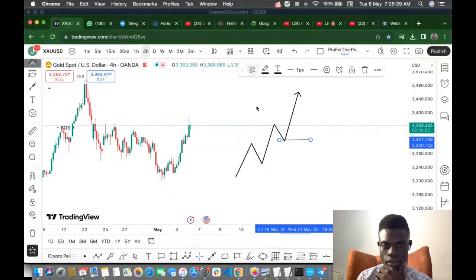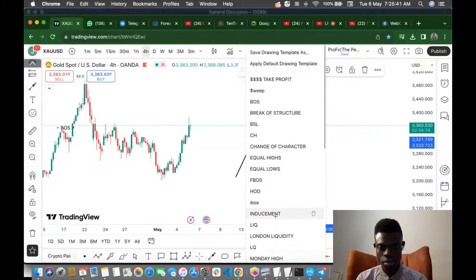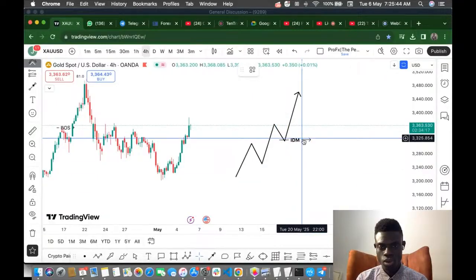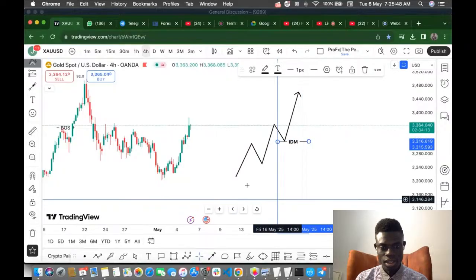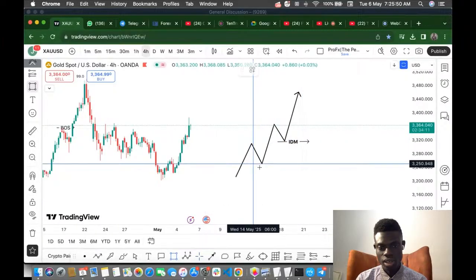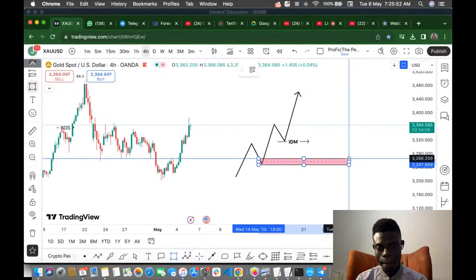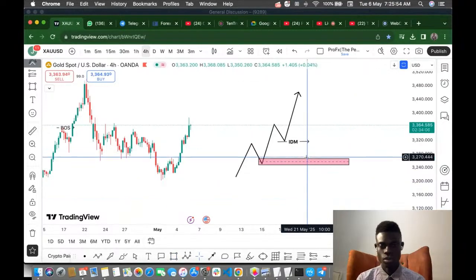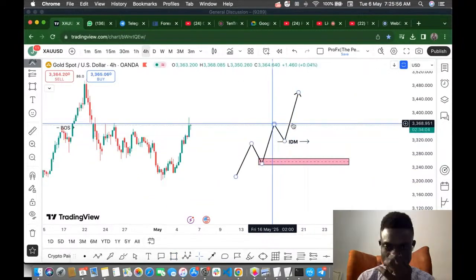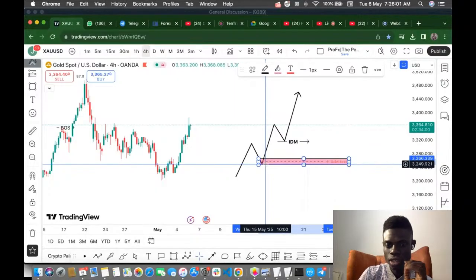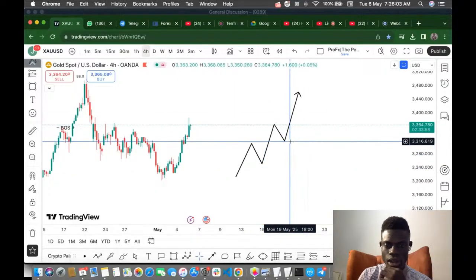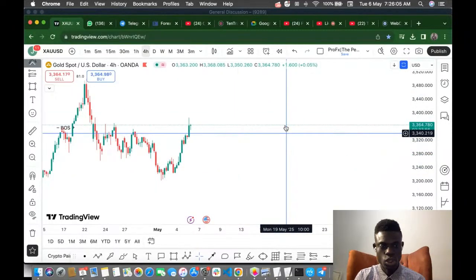So we have this inducement here, IDM. So that's our inducement, all right? Our inducement targets the area of value here. You get it now. So this first BOS inducement targets the next point of interest. Simple. All right. So let's go back to our chart and see.